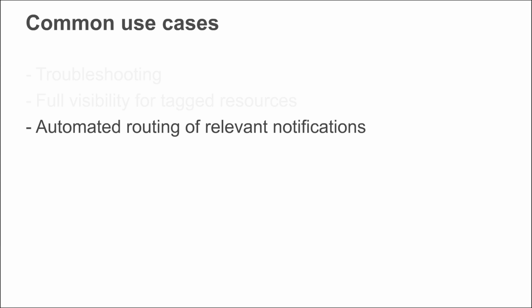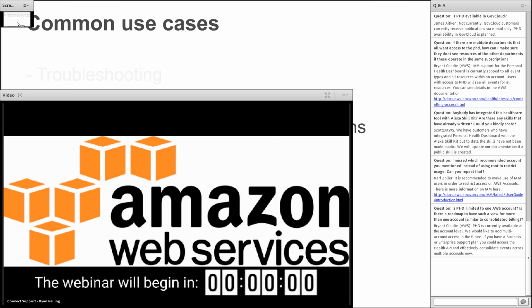So we want a way to route notifications automatically based on the metadata of the event. As an example, we can consider routing all security notifications to a particular security SNS topic or a security team. So let's go back to the slides and start off with the dashboard section.